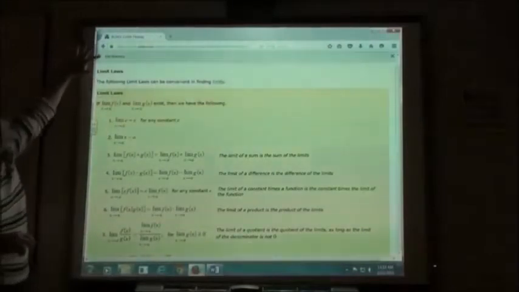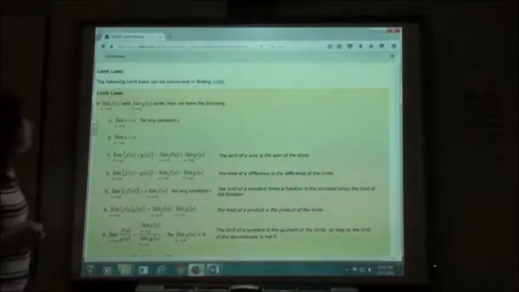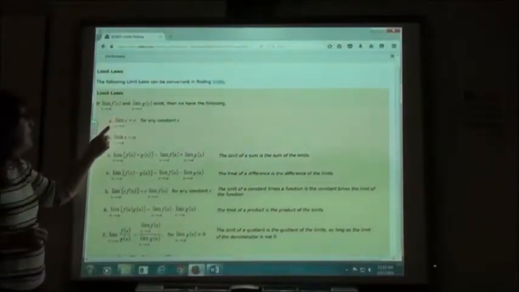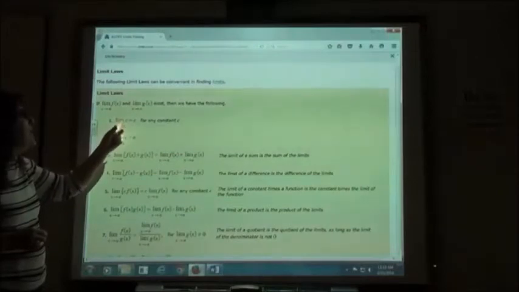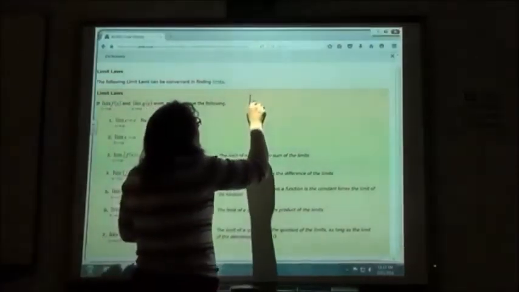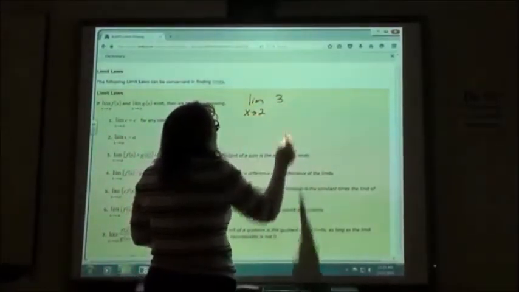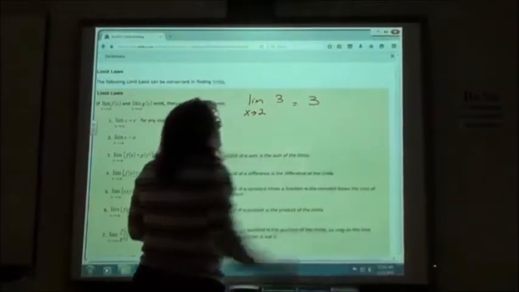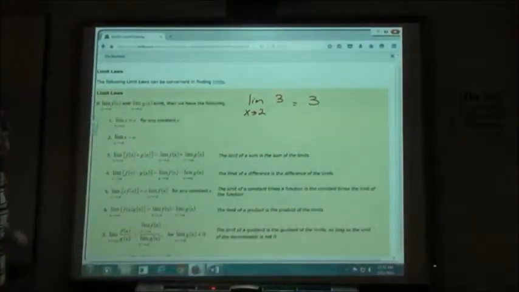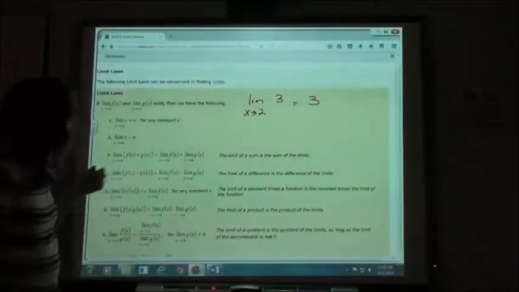Again, if you go to the dictionary and type in limit laws, you can print out this page or bring up this page. So if I'm finding the limit as x approaches a of c, and c is a constant term, for example, the limit as x approaches 2 of 3, my answer is just going to be 3. If I have a constant there, the limit is always the exact same number because I'm always going to have 3's.